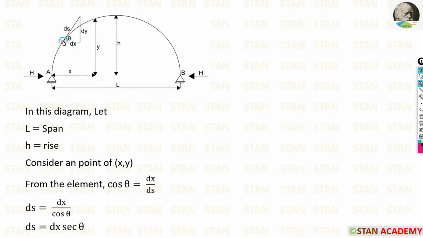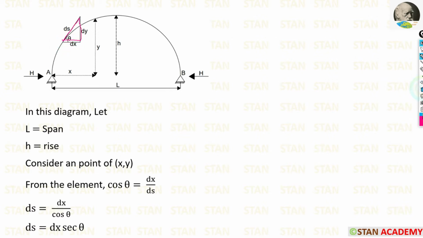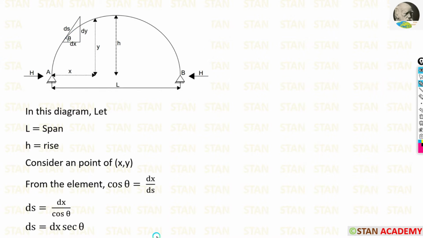From the point, I am going to make an element. In every direction, we are having the values dx, dy and ds, and the angle is theta. Here we are going to find out the cos theta value. We know that cos theta is adjacent side by hypotenuse side. In this triangle, the adjacent side is dx and the hypotenuse side is ds.